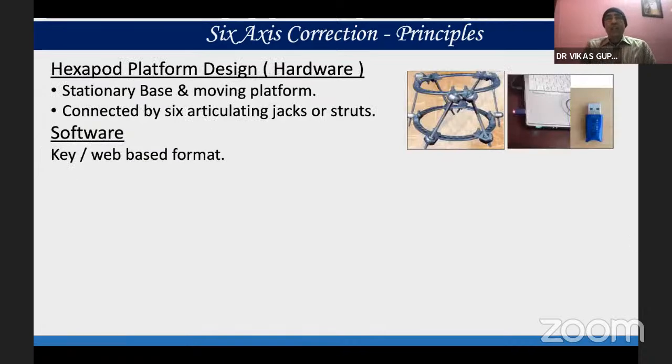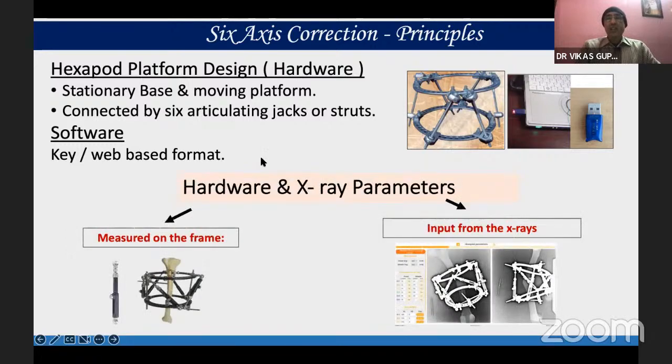So what do you need? You need hardware like an Ilizarov system, which has a stationary base and a moving platform. This could be the stationary proximal frame, and this could be the moving platform, articulated and connected by 6 struts. That's why we say hexapod: 6 jacks or struts. Each system has its own type of struts. Then you need software, which was initially key-based, like in the SUV. Now most of the systems are web-based, so you need internet. You need some parameters from the hardware that are measured on the frame, like strut length, and the triangle, which was used in the SUV. Now we have the position of the struts in each number, so you calculate the holes. Depending on the frame you are using, you measure the data from the frame, input the X-rays in the software, and put in certain parameters.